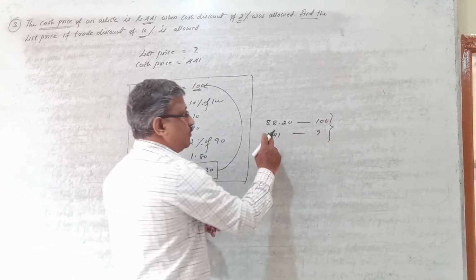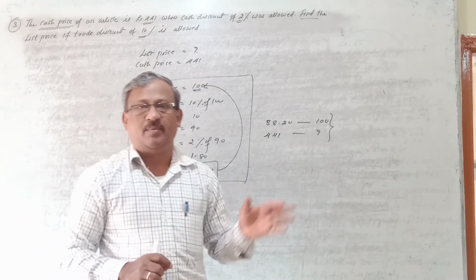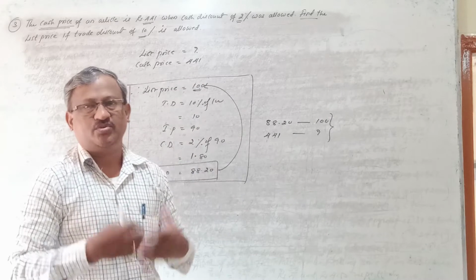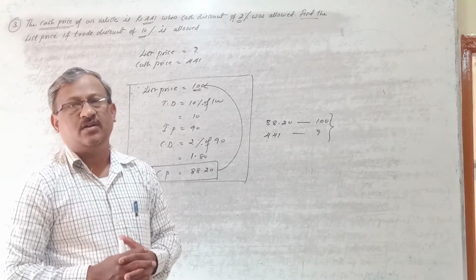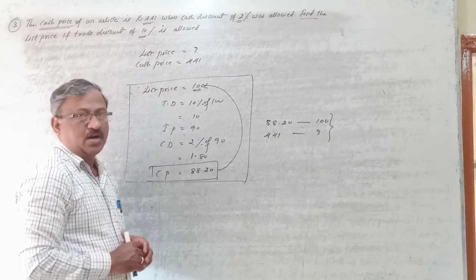So my least price must be 441 into 100 divided by 88.20. So if you multiply and divide, you will get the least price. So this is how we have to determine the least price. Understood? So let's start with the solution.